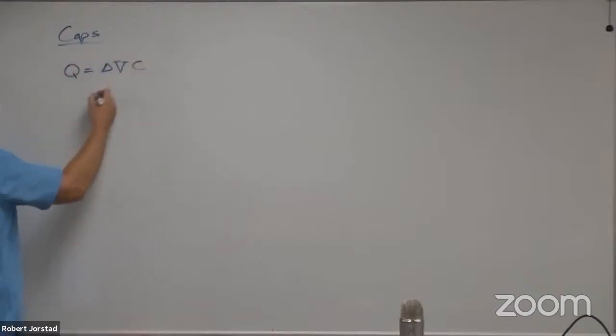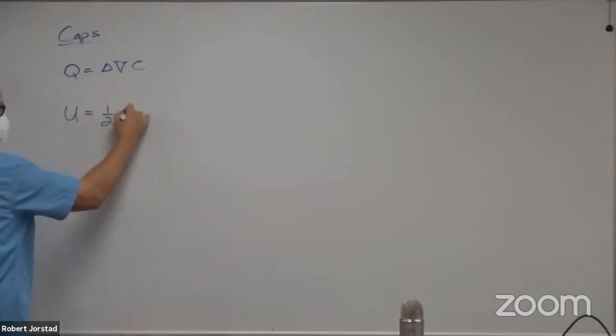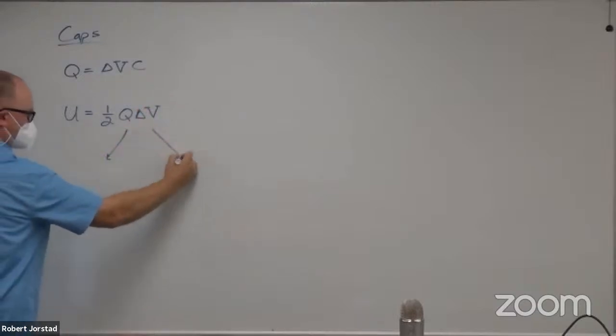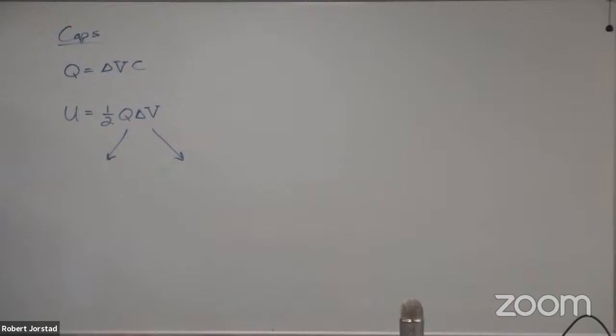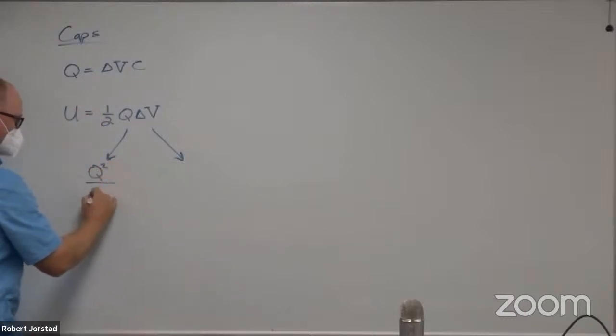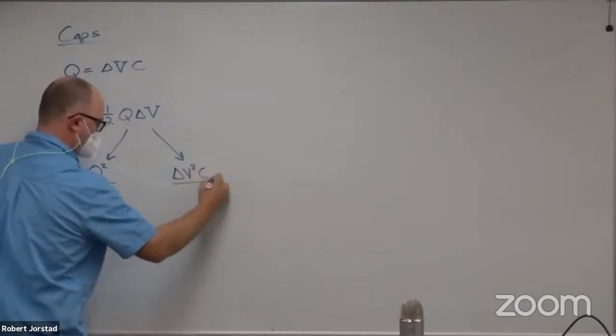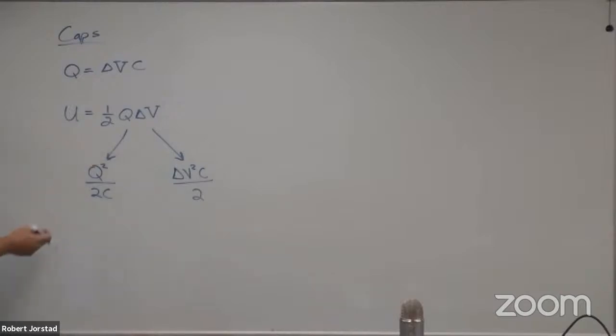Q equals CV. What was our U equation? 1/2 VQ. Then what did we do with this equation? Substitute. We substituted in two ways. One of these equations ended up being Q squared over 2C, and the other was delta V squared C over 2. Why did we discuss these?